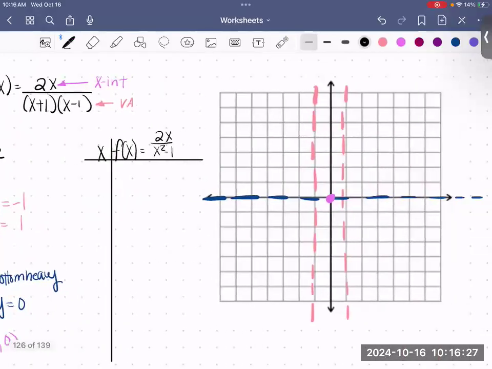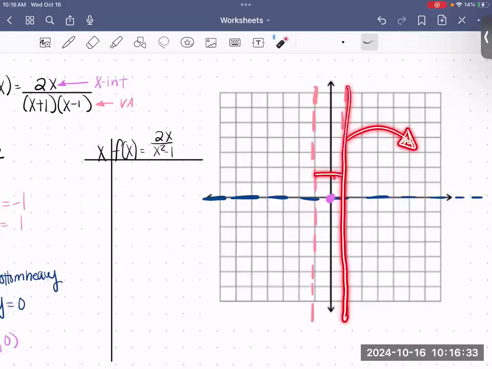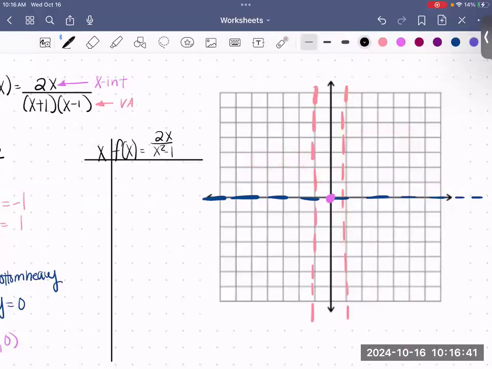Now, in order to figure out what your graph looks like, we want to plot 1 or 2 points to the left of your asymptotes, 1 or 2 in between your asymptotes, and then 1 or 2 to the right of the asymptotes. So let's start from the negative side. So we have x is equal to -1 here. So any number smaller than -1. So maybe a -2, we can go ahead and plot that point. We want to figure out what quadrant we are going to be in.